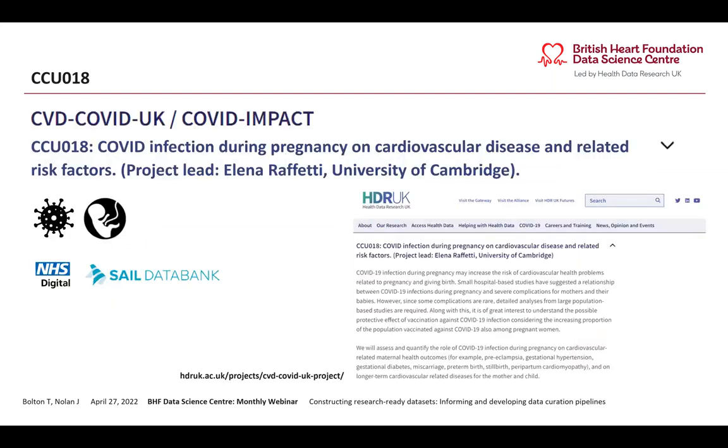So today, John and I are going to be showcasing our work on the CVD COVID UK Project 18. This project is investigating the impact of COVID-19 infection during pregnancy on cardiovascular maternal health outcomes and on longer-term cardiovascular related diseases. It's led by Elena Rafferty from the University of Cambridge, and it's a multi-nation project with analysis taking place in both the NHS Digital TRE for England and the SAIL Data Bank for Wales. I won't say too much more about the project today because the focus is really on the data curation process using CCU 18 as our main example.